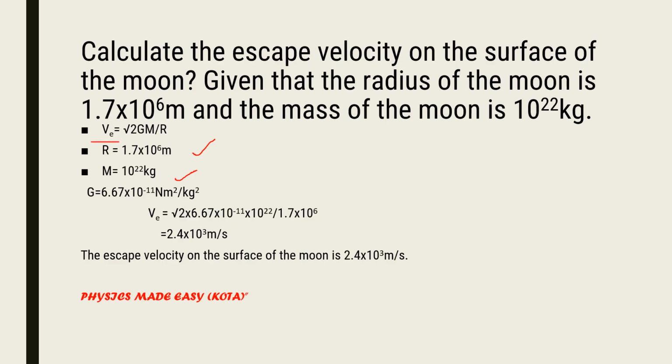We know the expression for the escape velocity: square root of 2GM over R, where capital G is the universal gravitational constant and its value is 6.67 into 10 raised to power minus 11 newton meter squared per kilogram squared. So we can put all the values in the expression of escape speed. After doing calculations, we get the final answer, that is 2.4 into 10 raised to power 3 meters per second. So dear students, you can do the calculations by yourself and then check your final answer.